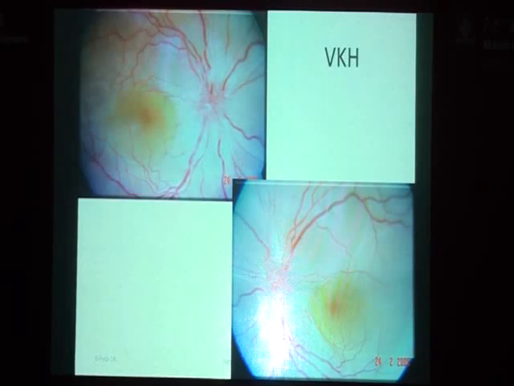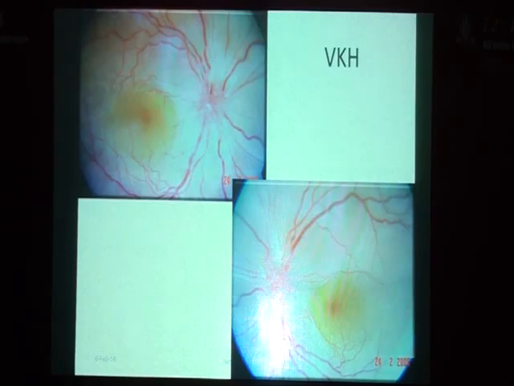Then coming to the inflammatory variety, this is a situation where you have bilateral disc edema, and the fundus picture doesn't look like a normal fundus at all. Though of course it is hypopigmented, the skin color also may be so, but when you look at this situation, the disc edema again may or may not be associated with visual loss.